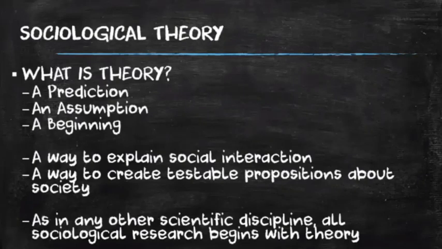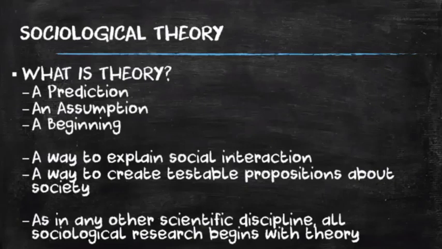Well, a theory is a prediction or an assumption. It's a beginning phase for research, and it's a way for sociologists to explain how groups are interacting with each other, how people are interacting with each other, and it also helps us to create testable propositions about society. Our theory lets us ruminate in our brain about how we want to move forward with our variables and our hypothesis. So as in any other scientific discipline, remember sociology is a science, all sociological research begins with theory.